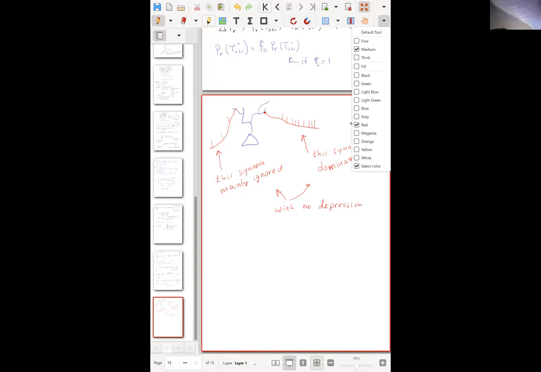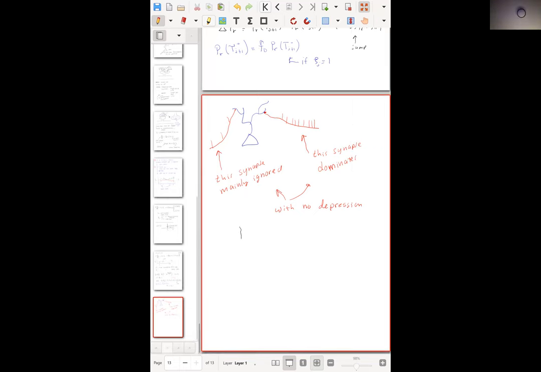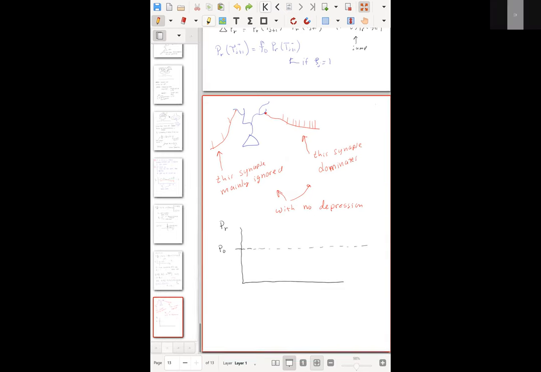Okay, but let's actually ask what happens when there is synaptic depression. So we'll assume that both synapses, this is PR on this axis, we'll call this P naught. So assume that both synapses have the same background probability. So we'll consider first synapse one. And because it's firing really fast, what happens? It's a high firing rate, so it ends up in fluctuations, but it ends up at a low release probability.